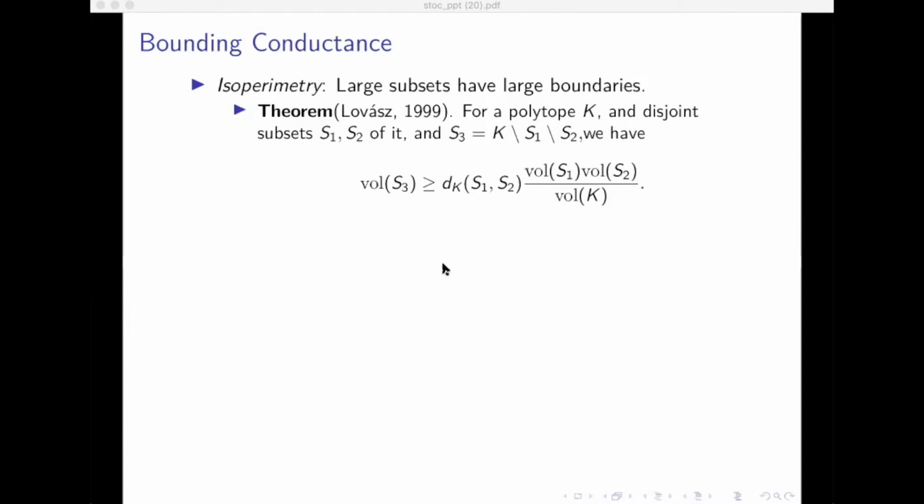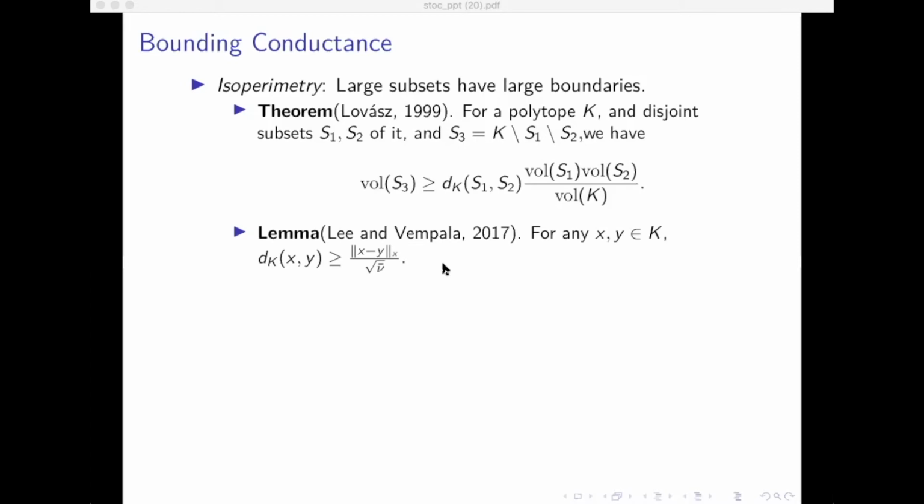Then we relate the cross ratio distance with the local distance in the following lemma. For any 2 points x and y in K, the cross ratio distance between x and y is greater than the local distance between x and y in the x norm divided by the square root of mu bar.